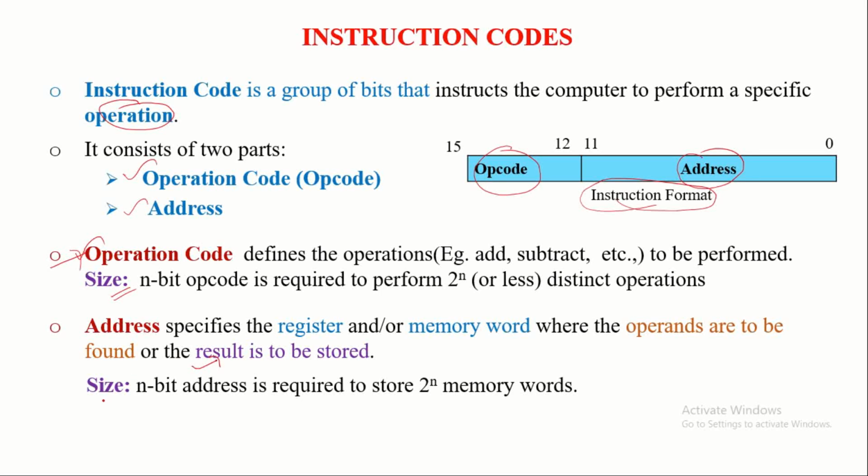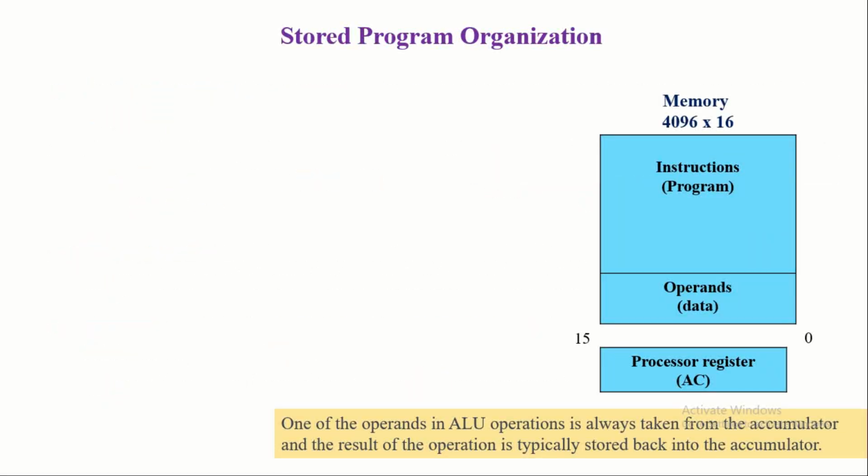Coming to the size of the address, an n-bit address is required to store 2^n memory words. Let us now discuss stored program organization. The concept of storing instructions and operands together in different portions of the same memory is known as the stored program organization concept.